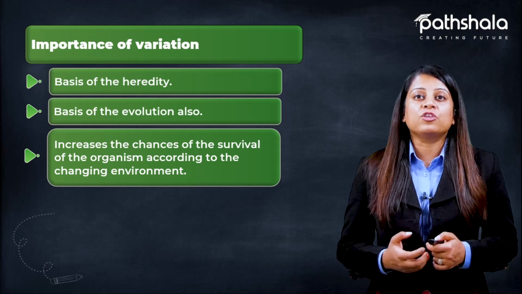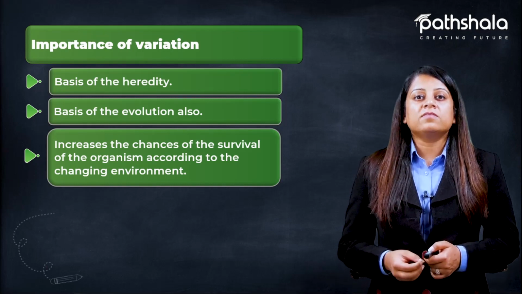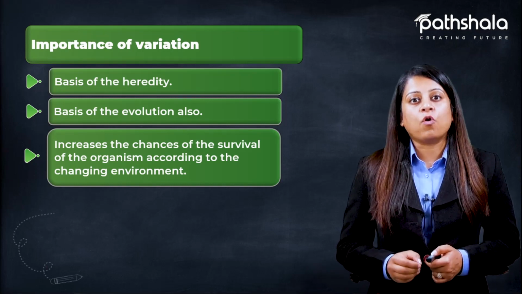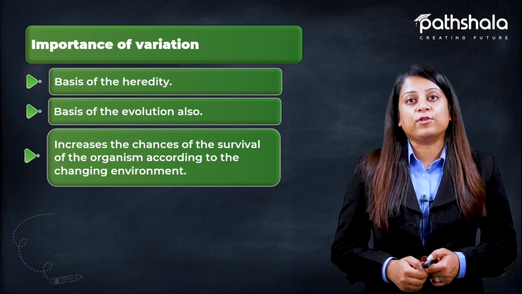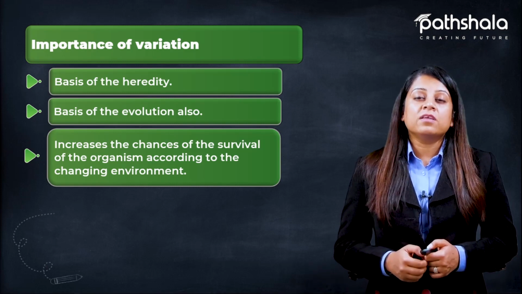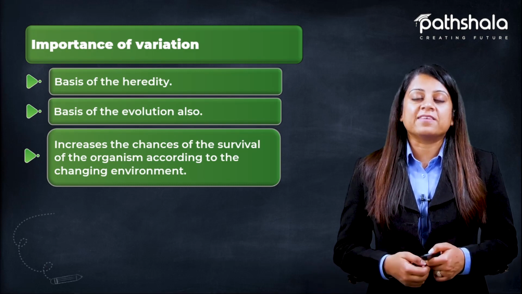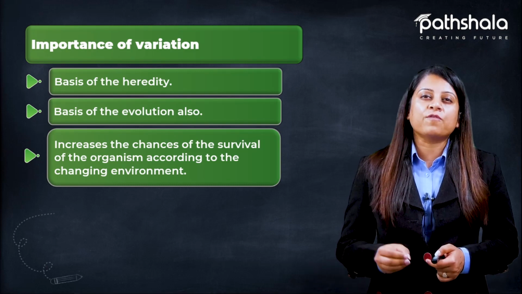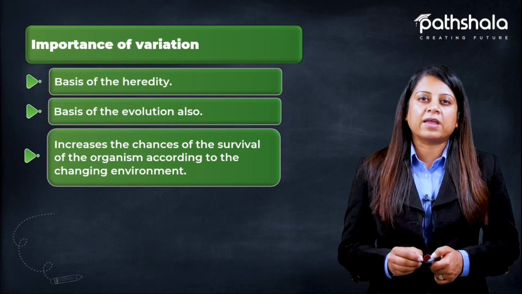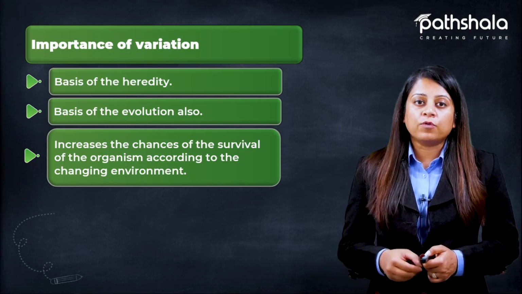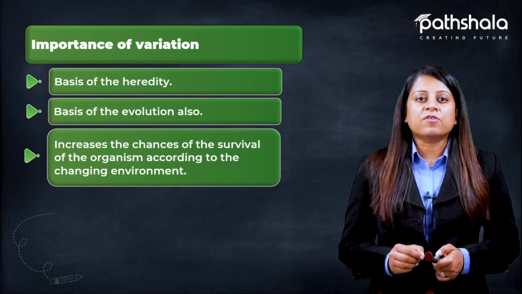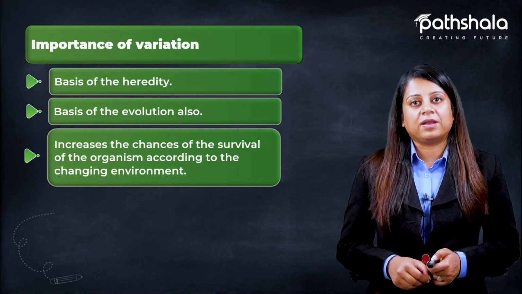ये changes आना क्यों important है? This is the basis of heredity and also it forms the basis of evolution. Evolution means the time period जिसके अंदर gradual changes हो रहे हैं किसी भी organism में. So the basis of heredity and evolution is formed by the variation, and moreover it increases the chances of survival of the organism according to the changing environment.